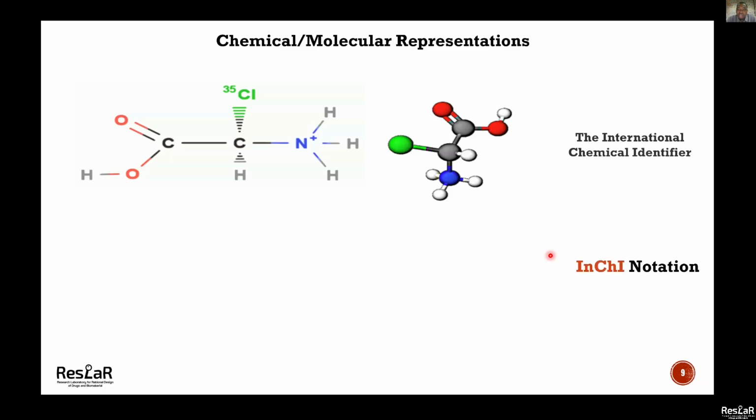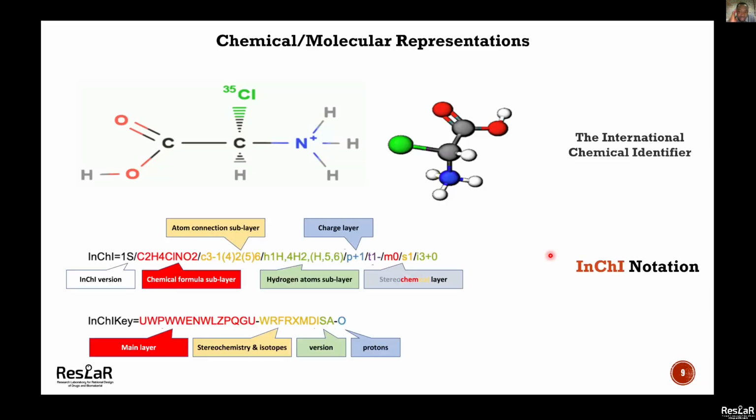Now, let's talk about InChI. InChI is one of the advanced ways of representing chemical structures, because it can encode stereoisomerism, can encode charges, terrible things. It's just that it's complicated and very, very long, right? As you can see, the InChI version has the chemical formula sublayer, hydrogen atom sublayer, stereochemical layer, everything is available. Charges are available. So it encodes everything.